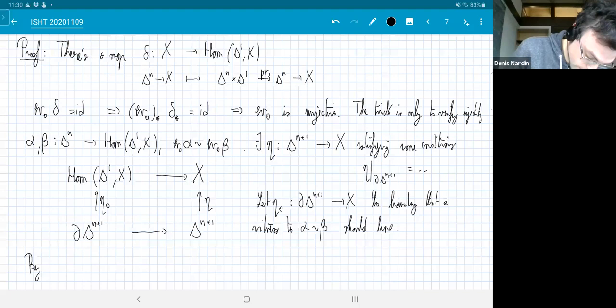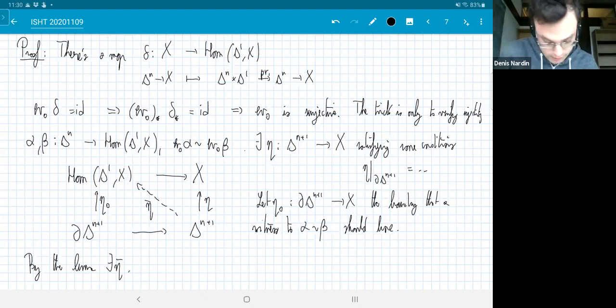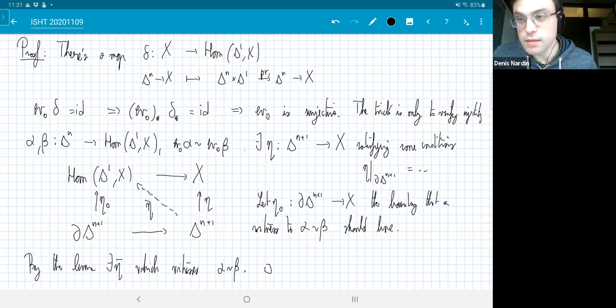But by the lemma, that characterization, there exists eta bar, which is exactly what witnesses alpha, beta. So this map is injective, in fact. And so the evaluation at zero and also delta are going to be equivalences on homotopy groups and so on and so forth. You can play fancy games. And of course, I did it for evaluation at zero, but again, evaluation at one is verbatim the same thing. Okay.